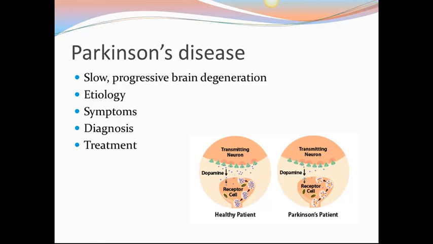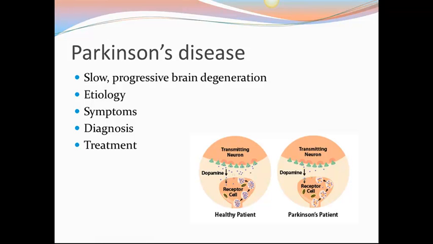Parkinson's disease is a slow progressive brain degeneration. The etiology is unknown, but deficiencies in dopamine have been found in patients. As you can see down here, we have a synapse, and you can see the neurotransmitters of dopamine in plentiful amounts, which are being uptaken by the receptor cells in a healthy patient. In a patient with Parkinson's, there's hardly any dopamine, and you can see that the receptor cells have a lot less dopamine in order to function.